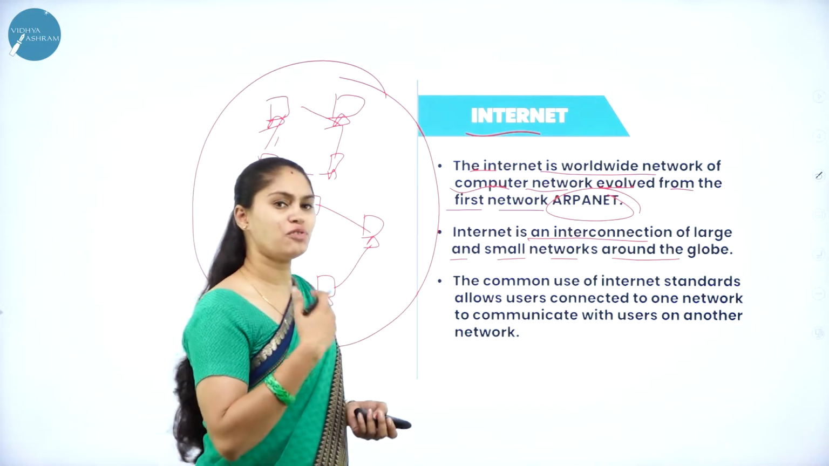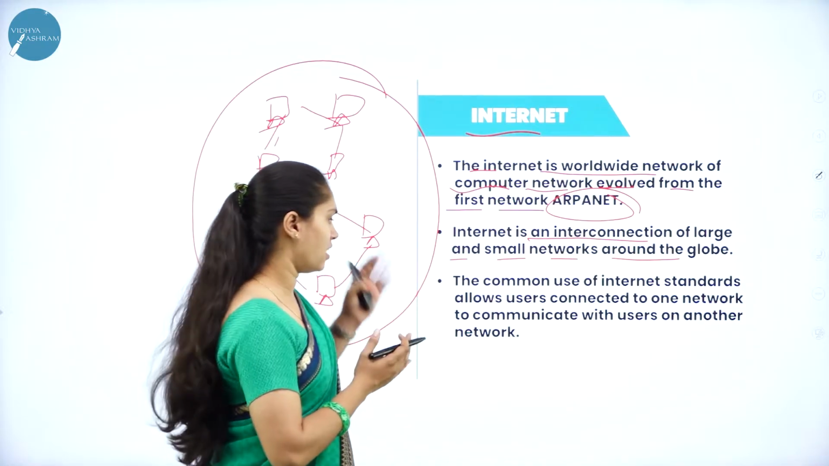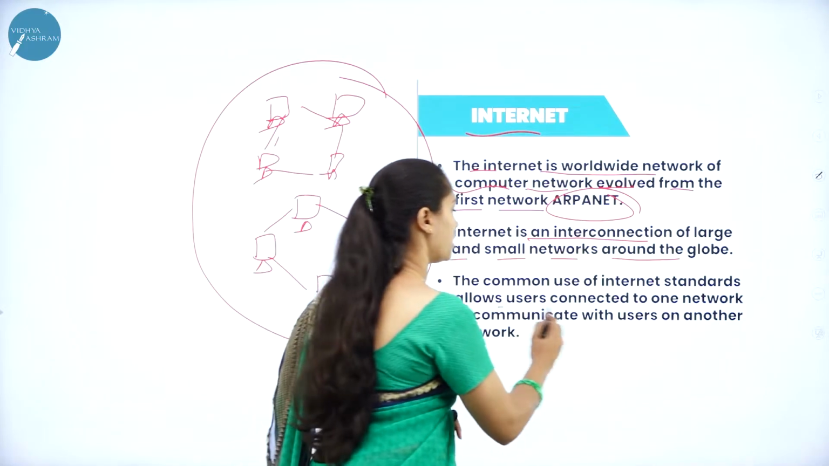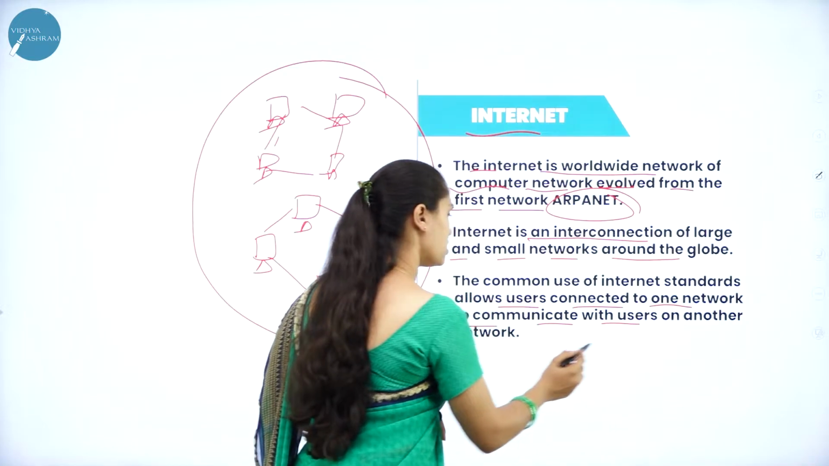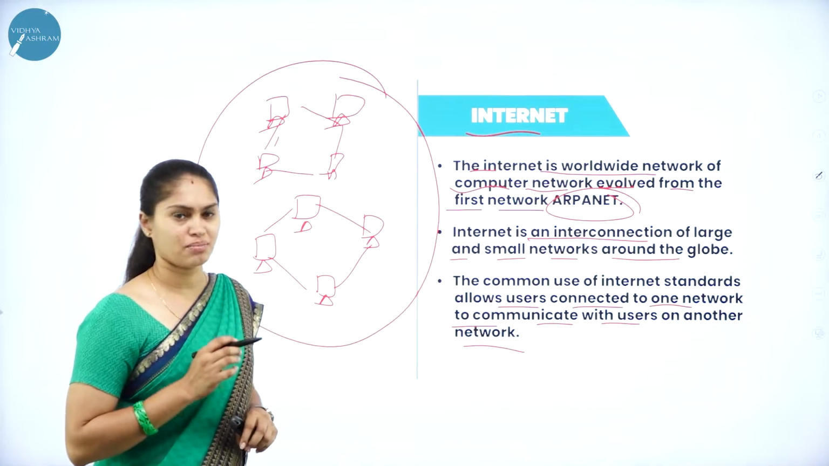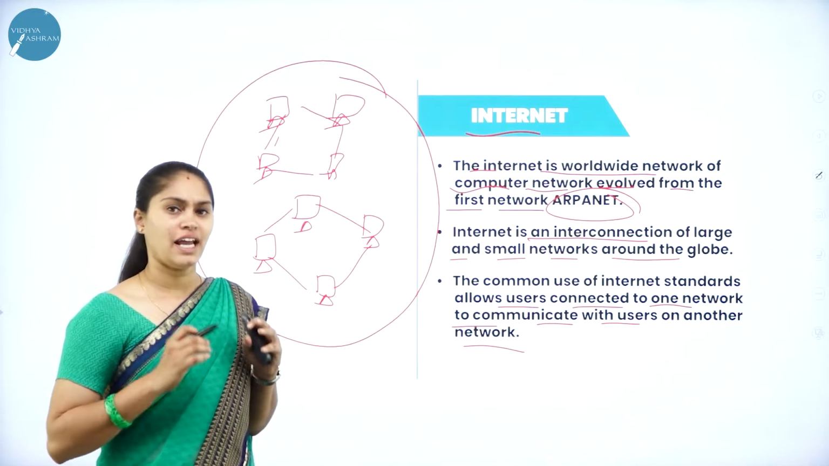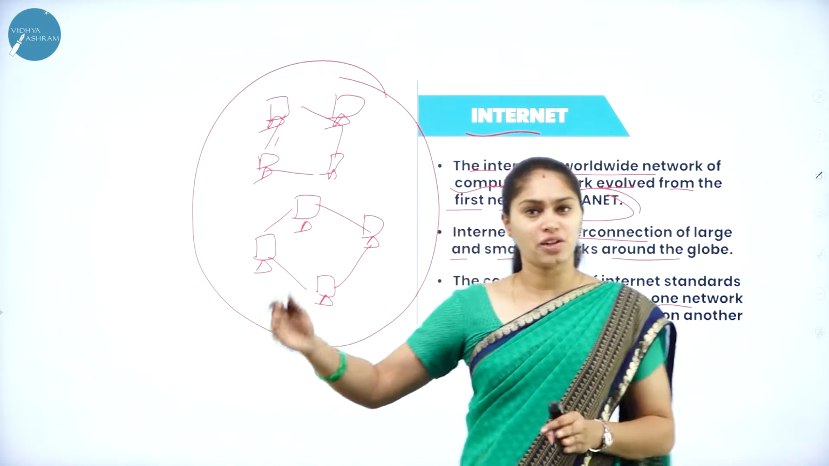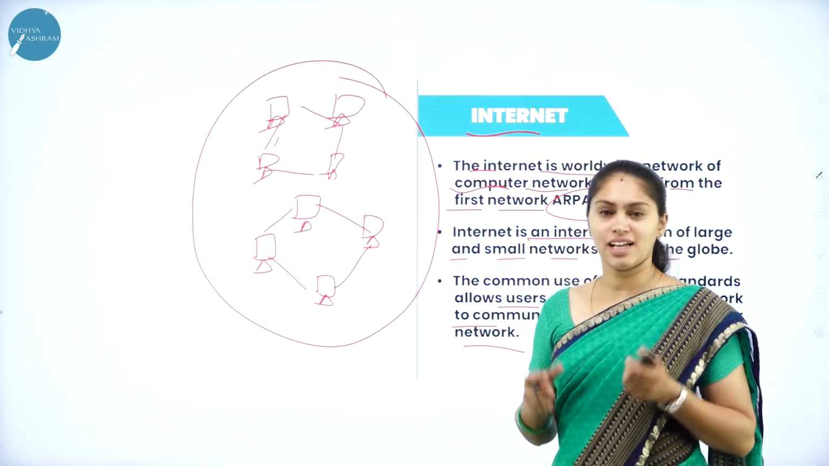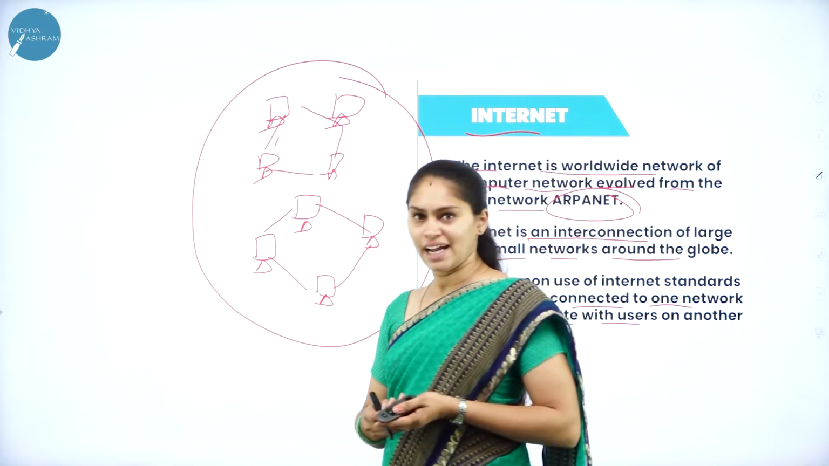The internet. So for what purpose are we going to use the internet? It allows a user connected to one network to communicate with other users on another network. Mainly we use the internet to build communication from a user of one network to a user of another network. That is the main usage of the internet.